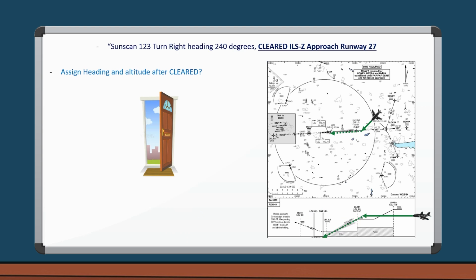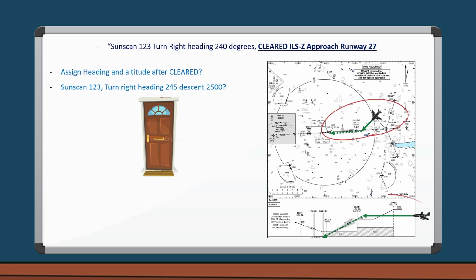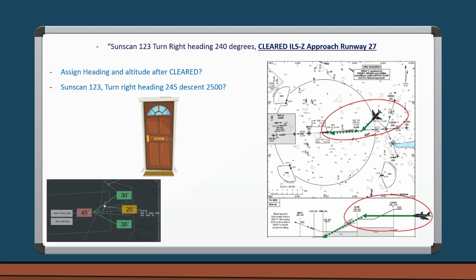Can you assign headings and altitudes after clearing? Can I say SunScan, turn right heading 245, descend 2,500 feet? No, sorry, that door is closed. They are cleared for an approach. And well, that's not really completely correct. And then yet again, you may have made a mistake.